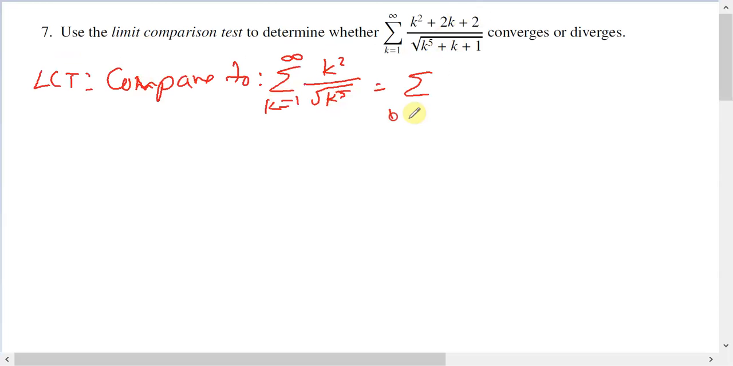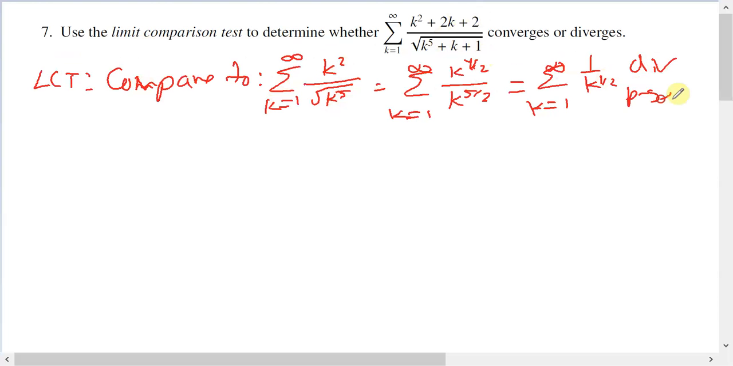And simplifying this so I can identify whether this converges or not, I can see that the bottom is k to the 5 halves. So I'm going to write the top as k to the 4 halves. And then I subtract those exponents and I end up with 1 over k to the 1 half in the bottom. And this we recognize is a divergent p-series because the p is less than 1.